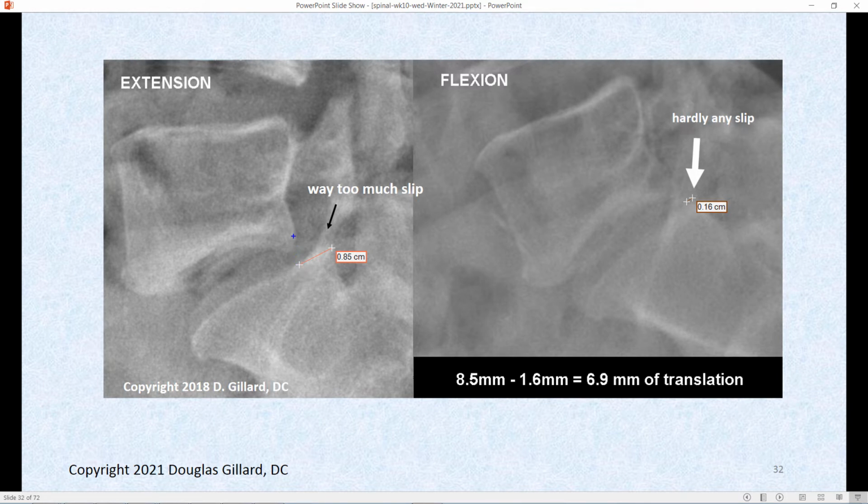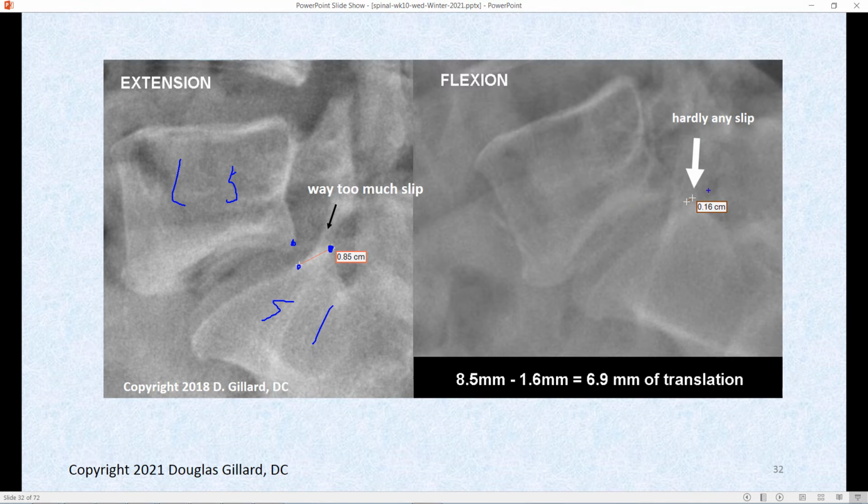So you drop a line down from the posterior corner, and you'll learn how to do this more. There's the S1 segment here. There's L5. And then you measure the very back of the S1 segment would be right there. And it came out to 8.5 millimeters. And then when she flexed, usually they go forward when they flex, but sometimes it's reverse, but it doesn't matter. When she flexed, it still wasn't perfect. There was 1.6 millimeters of positive sagittal translation still.